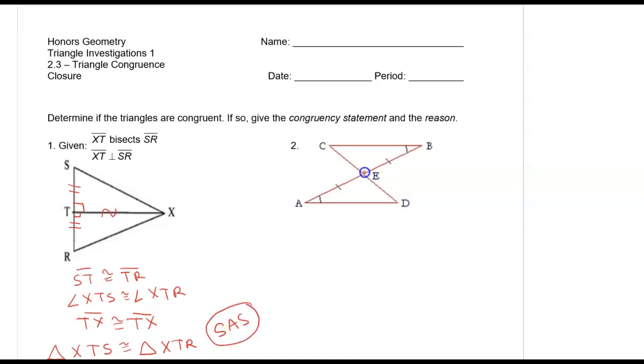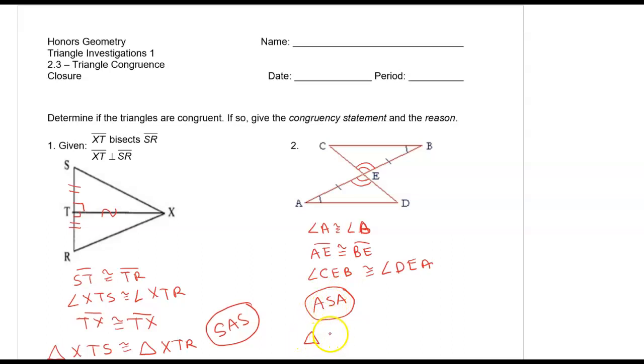Number 2, I know that vertical angles are congruent, so I can mark those angles congruent. And now I have 3 pieces of information. They gave me angle A is congruent to angle B, and they gave me AE is congruent to BE. So the vertical angles are CEB is congruent to angle DEA. And so by angle side angle, I can say that the triangles are congruent.